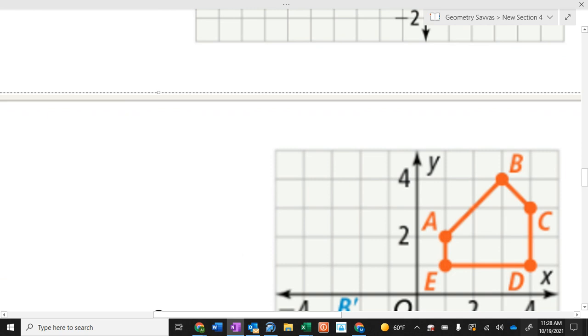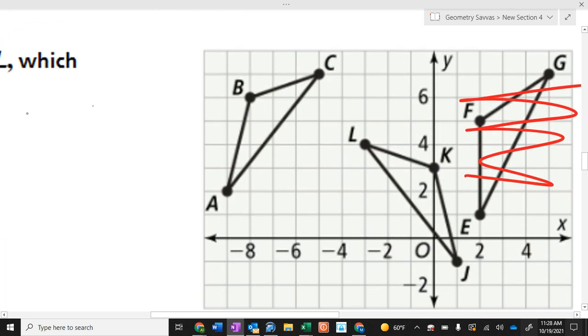So I'd write triangle ABC is congruent to triangle. And now we got to get the order of letters right. A corresponds with which letter? L, K, or J? J. B corresponds with K, and C corresponds with L. Those two are congruent. Because if you go 1 over 4 down, 1 over 4 down, 4 over 5 up, 4 over 5 up, they'll be the same distance.